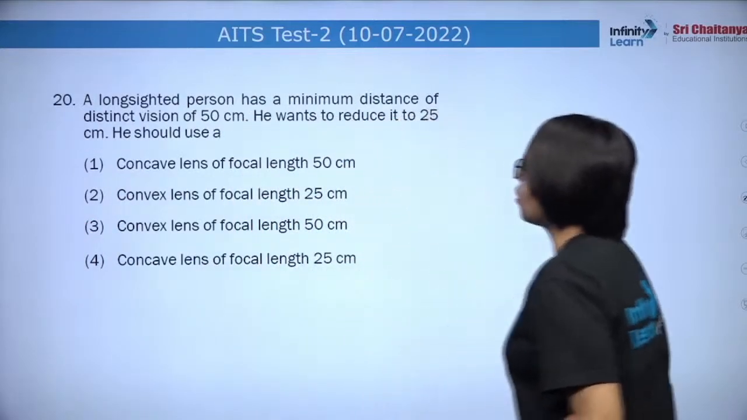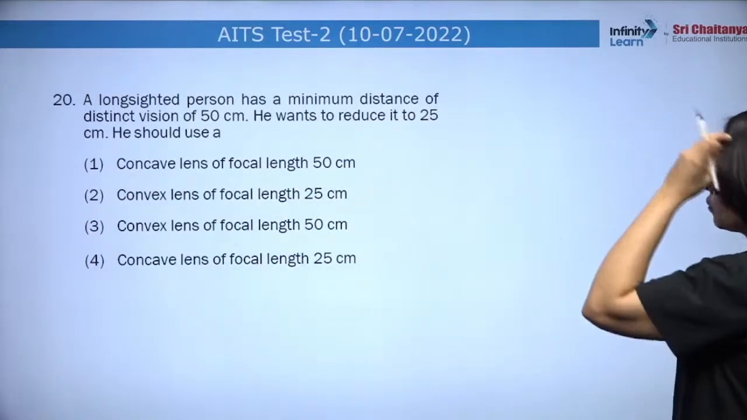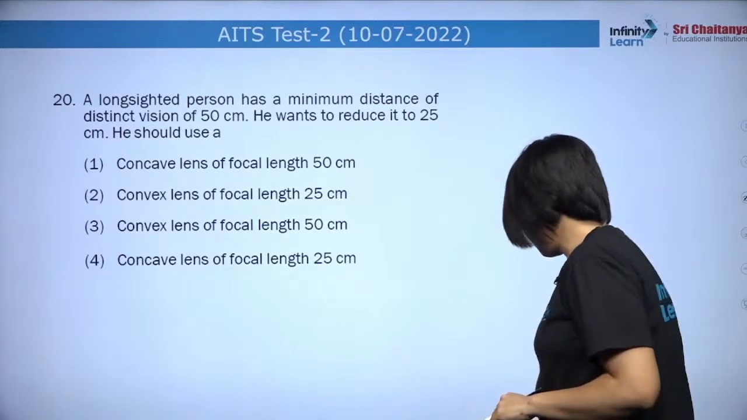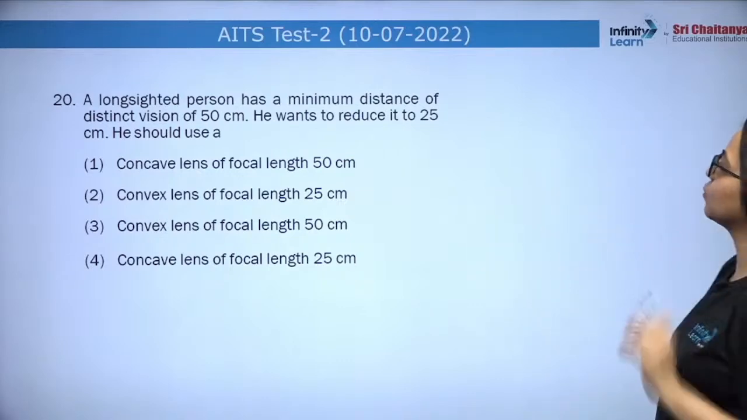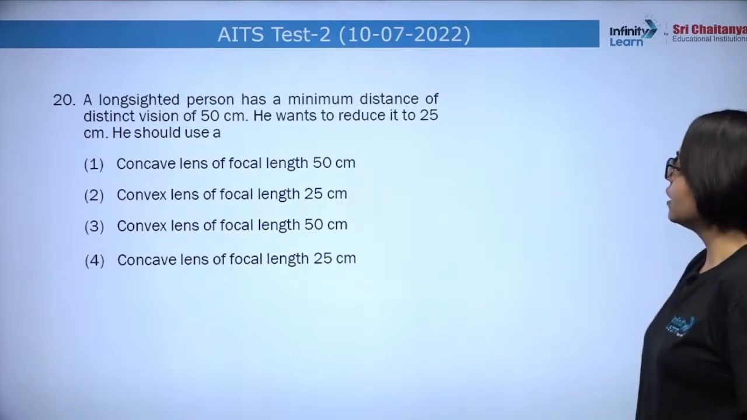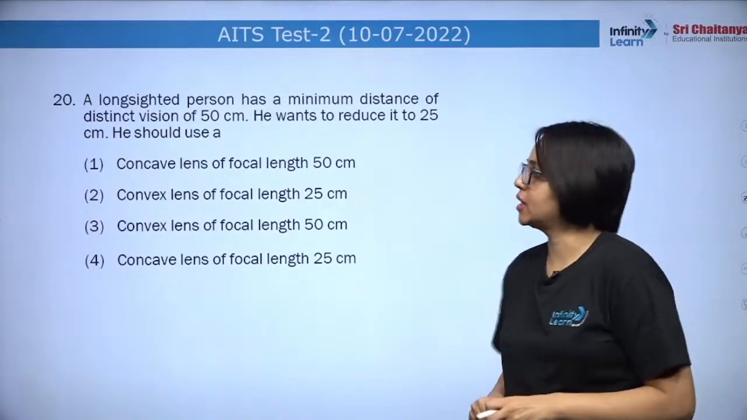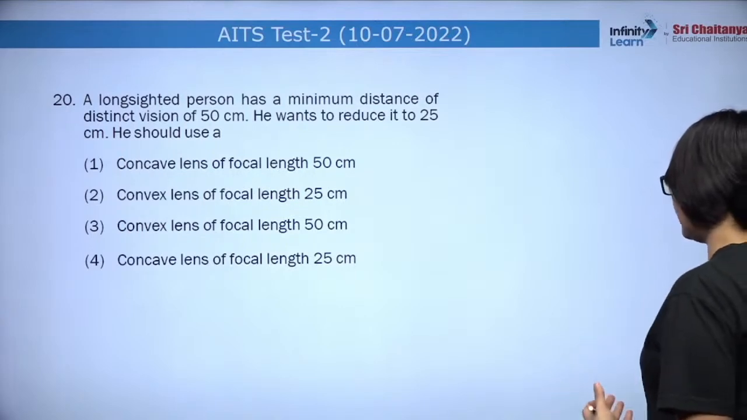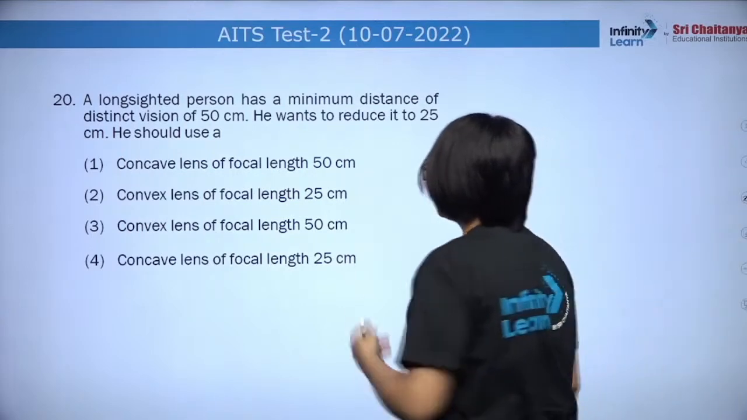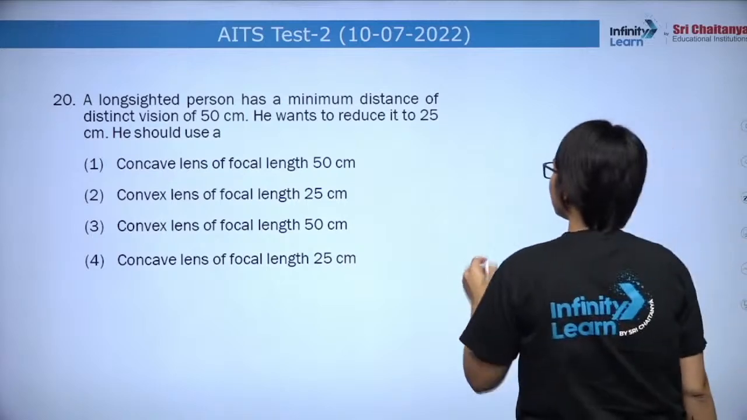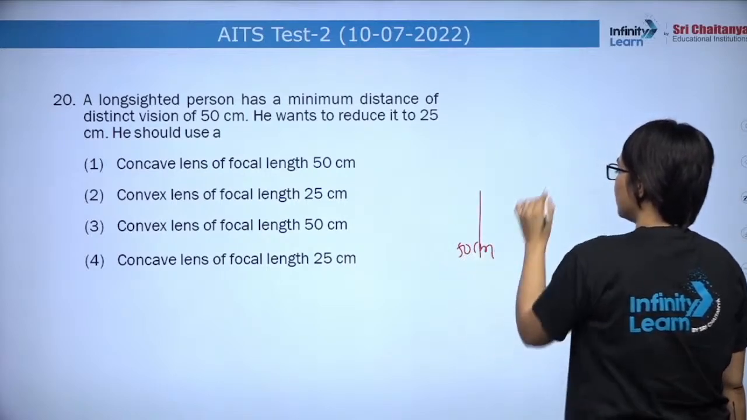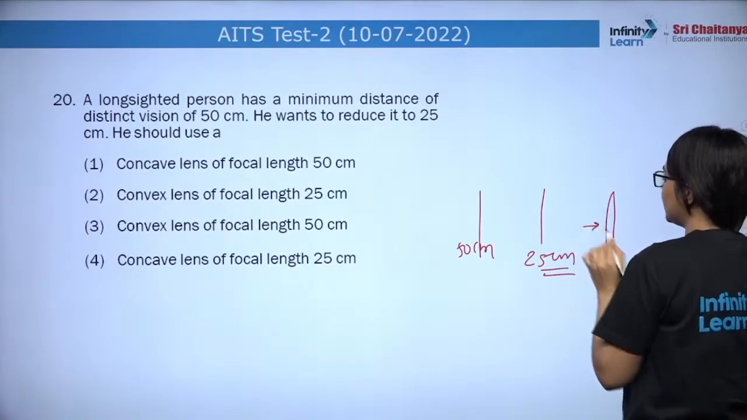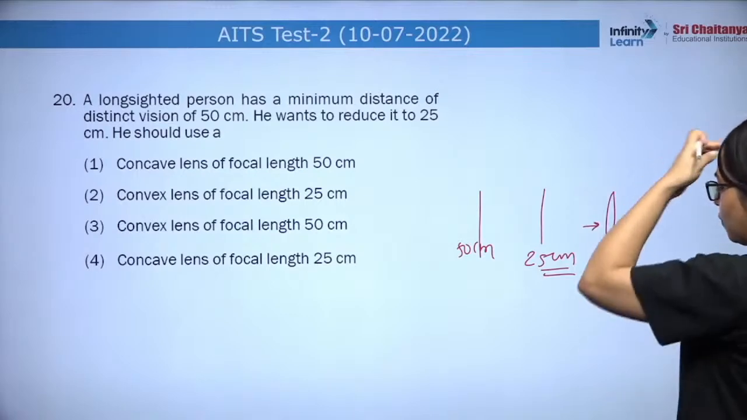Next is this one. A long-sighted person has a minimum distance of distinct vision of 50 centimeter. We have a long-sighted person and its minimum distance of distinct vision is 50 centimeter. He wants to reduce it to 25 centimeter. He should use which lens and with what focal length? Okay, so that is our question, bachcho. Long-sighted person, he can see up to 50 centimeter only. We want to reduce it to 25 centimeter.